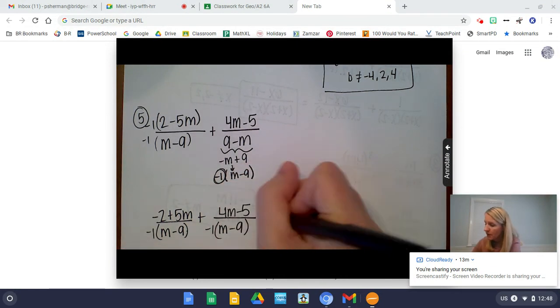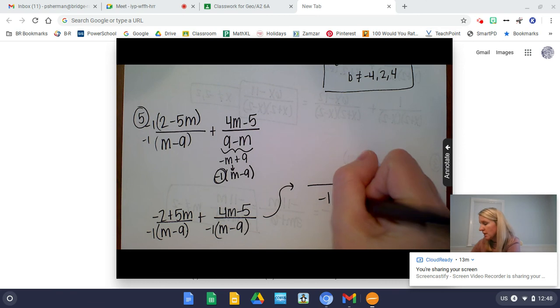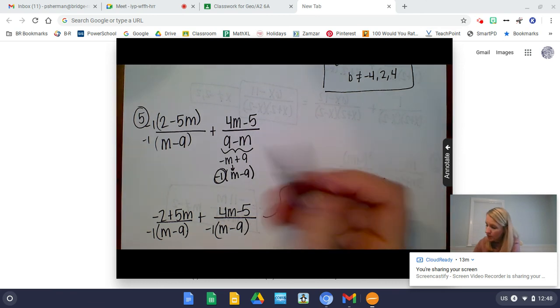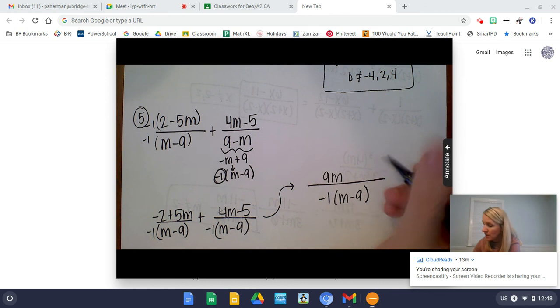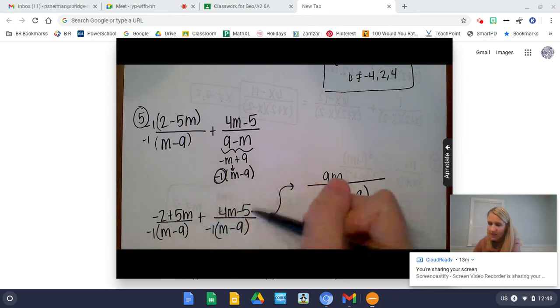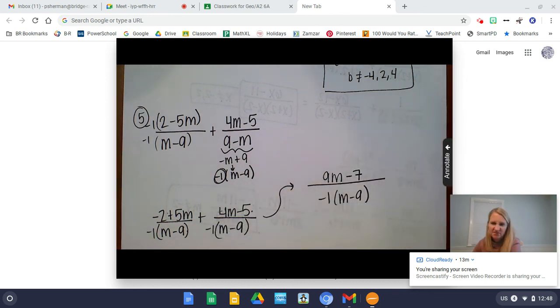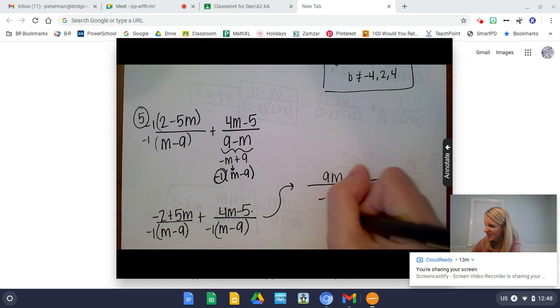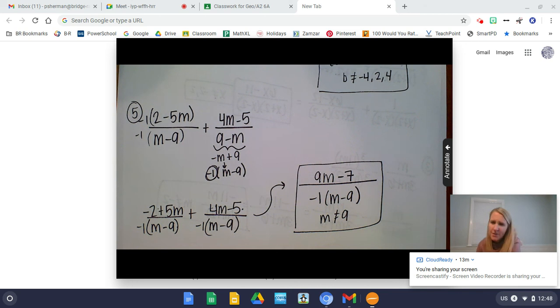Let's combine here. We have our denominator. We're going to combine numerators with like terms. 5m plus 4m is 9m. Negative 2 plus negative 5 is minus 7. That's it. M can't equal 9. We're done.